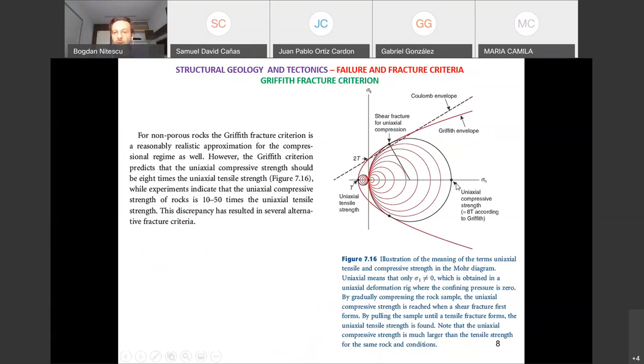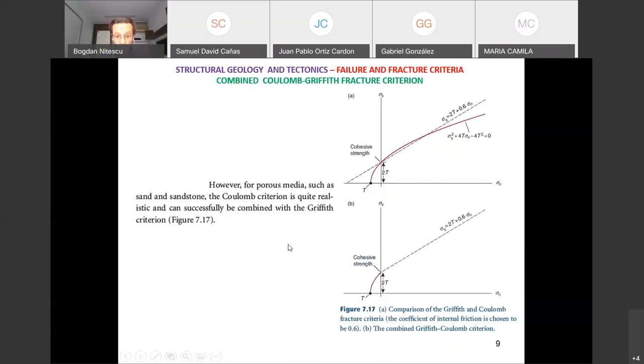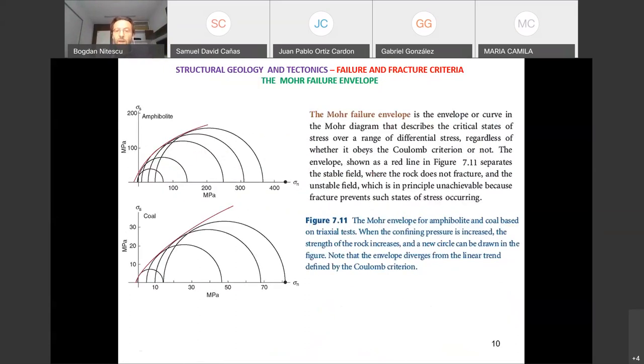It predicts here the uniaxial compressive strength being 8 times the tensile strength. And in reality for rocks it is 10 to 50 times. So this criterion gives some predictions, but they are more theoretical. So if we were to combine the two criteria, for instance for porous media, you could say that for the tensile part you have the Griffith criterion, and for the compressive part you have the Coulomb criterion. In some cases, for some rocks, it works, yeah? That's a combined criterion.